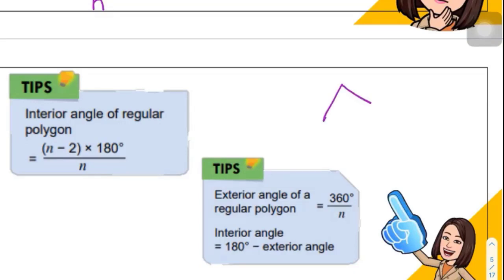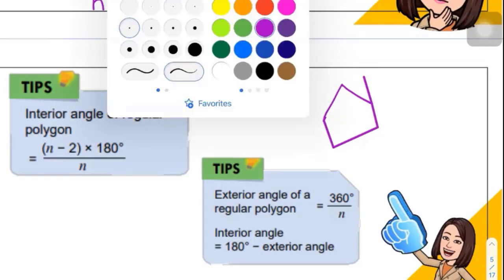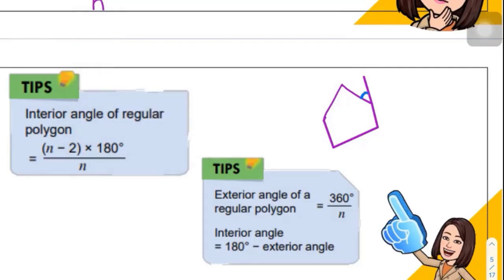When you have a polygon like this one, and you extend the line, when you come with this type, you have to use 180 because this is an exterior angle, right? This is B, and this inside is A. A plus B is equal to 180. This is what you learned in Form 1.